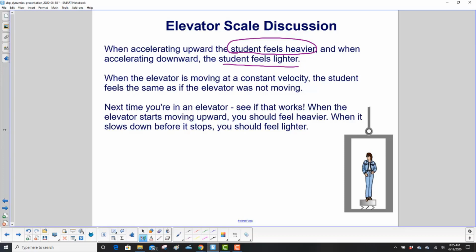So next time you're in an elevator, see if that works. When the elevator starts moving upward, you should feel heavier. When it slows down right before it stops at your floor, you should feel lighter.